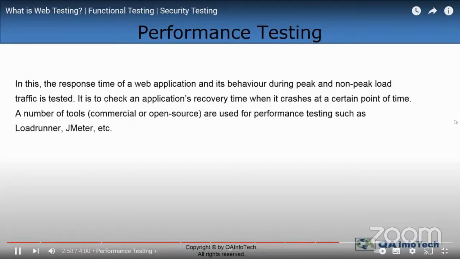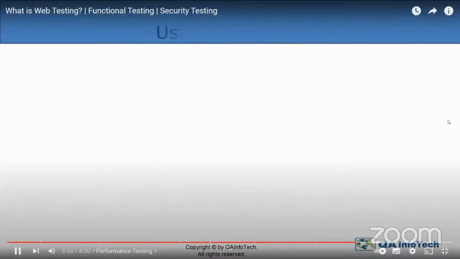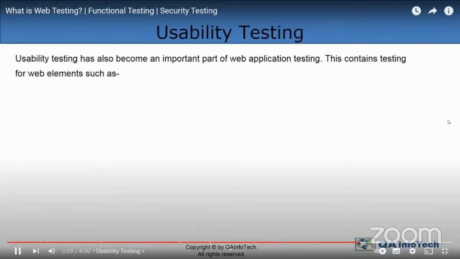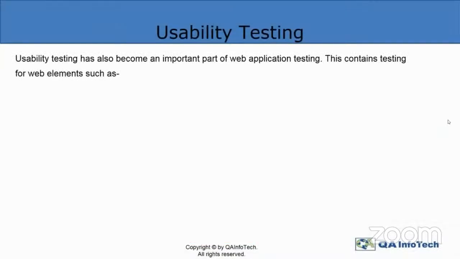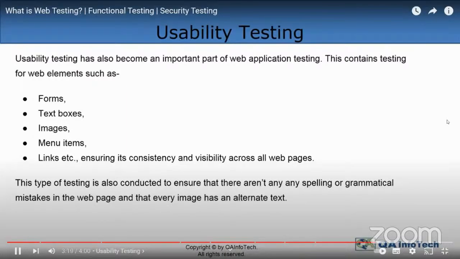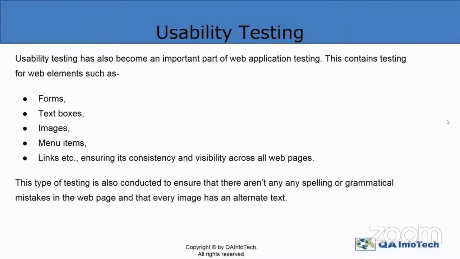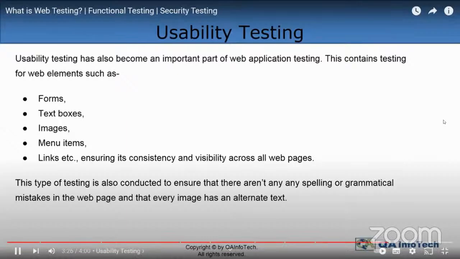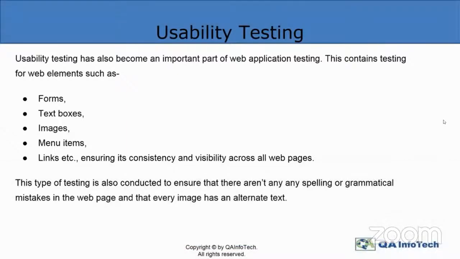With a number of tools such as LoadRunner or JMeter, the ease of conducting performance testing helps in ensuring quality from the get-go. The essence of any application lies in its usability. With usability testing, this is achieved by testing various web elements, whether it be the images, links, etc., to ensure their consistency and visibility across all web pages. Along with this, such testing is conducted to ensure grammatical accuracy and alt text for every image.